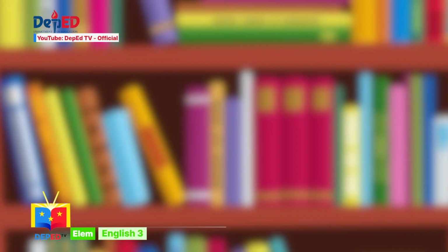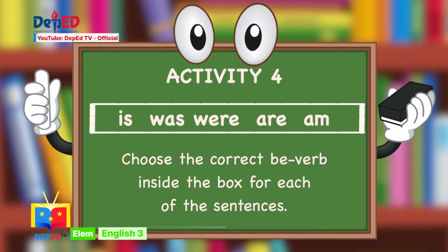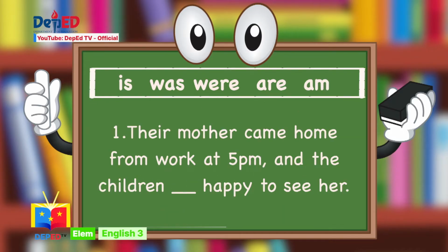Let's practice using these be verbs correctly. Choose the correct be verb inside the box for each of the sentences. Is, was, were, are, am. Number 1. Their mother came home from work at 5 p.m. and the children blank happy to see her.